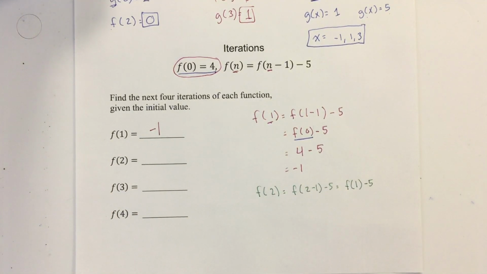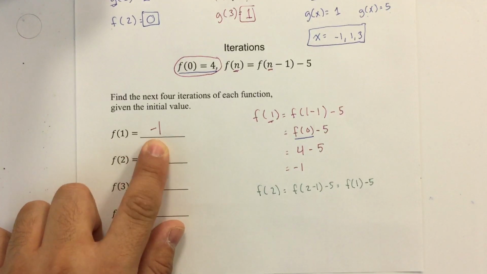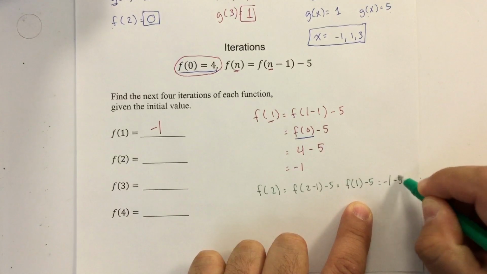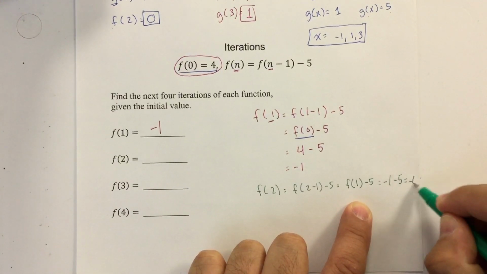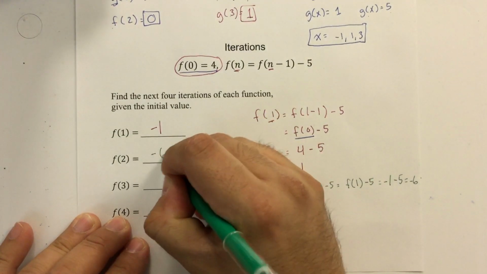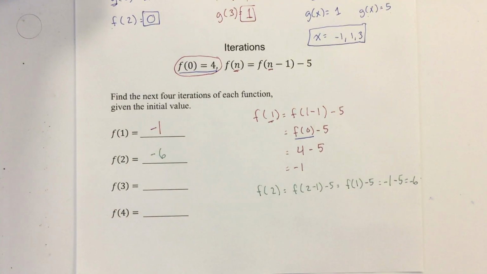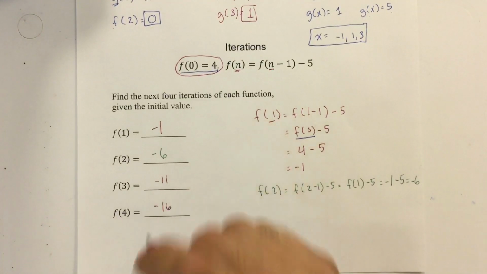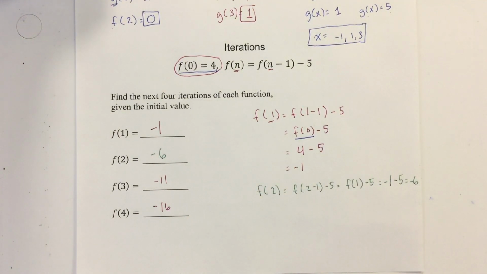So what's f of 1? Right here. F of 1 equals what? So instead of writing this, I'm going to say -1 minus 5, which is -6. I'm curious. Without doing any math, does anybody know f of 3? -11. And what's f of 4? Bam, there you go. Because it's not just a pattern, it's actually a formula.